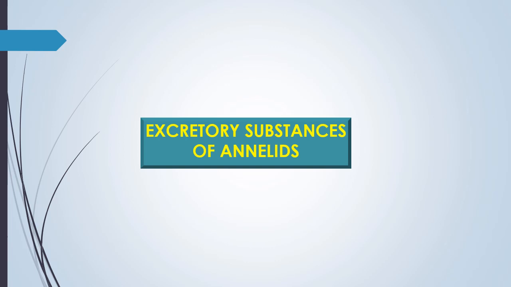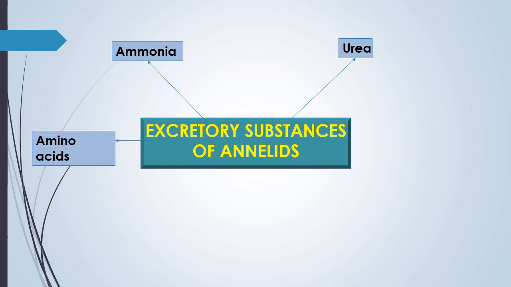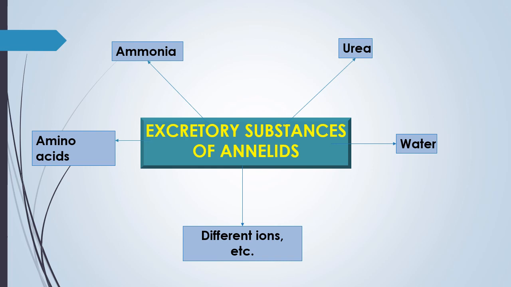The excretory substances of Annelida. The waste products and the nitrogenous byproducts of metabolism are called excretory substances. The excreted material or substance may be called ejecta. The major excretory products of annelids include ammonia, urea, amino acids, water, and different types of ions.